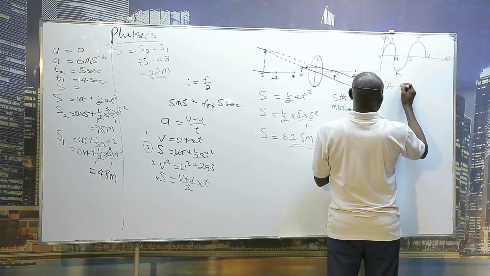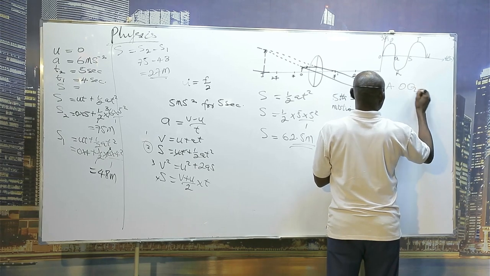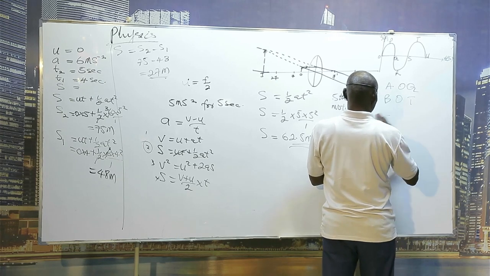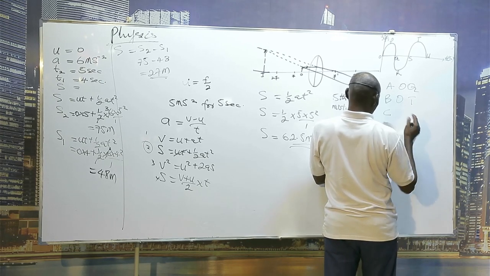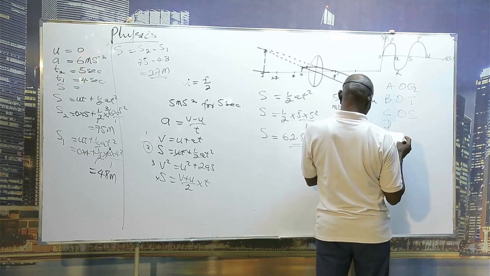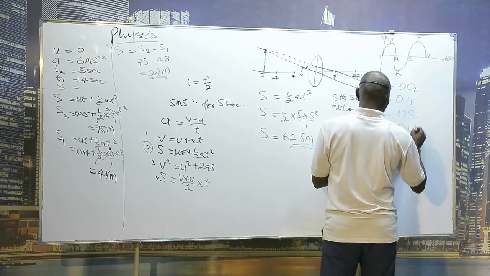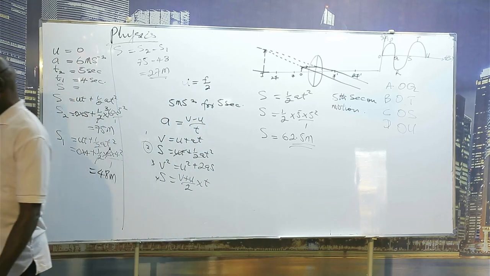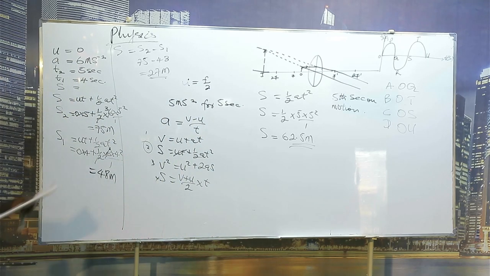This is A, OQ; B, OT; C, OS; D, OU. Look at that diagram very well. What's supposed to be the answer?